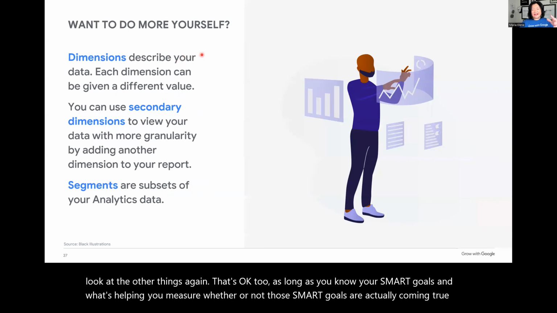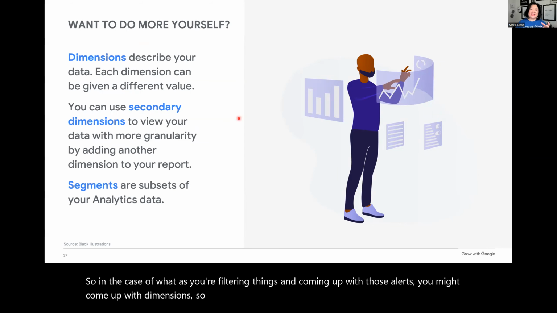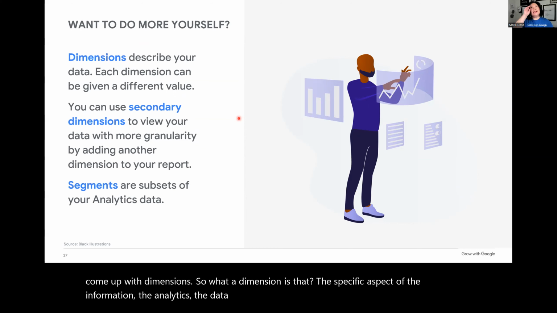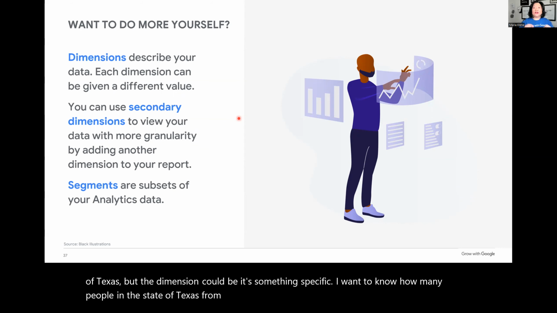So as you're filtering things and coming up with those alerts, you might come up with dimensions. A dimension is a specific aspect of the information, the analytics, the data. So let's say I am looking at people who bought in the state of Texas, but the dimension could be something more specific. I want to know how many people in the state of Texas from Corpus Christi looked at things. So I'm looking at that different dimension.